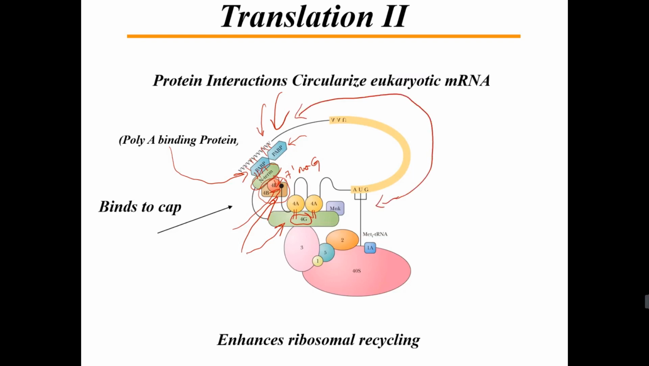The circular structure is hypothesized to facilitate the rebinding of the ribosomes following protein synthesis termination, and that can basically enhance the efficiency of ribosome recycling. Okay, so that's another key distinct difference between prokaryotic protein synthesis and eukaryotic protein synthesis.